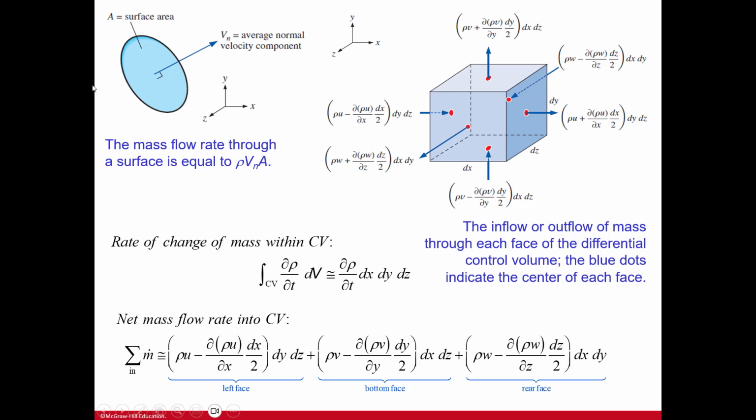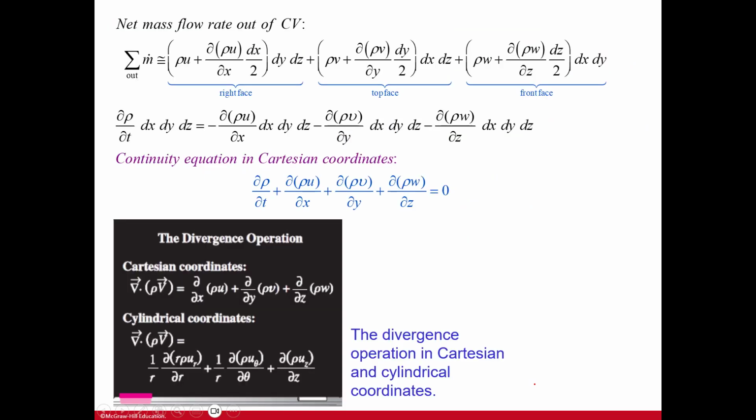And here's some more, just showing you the surface area, the average normal velocity component. You've got those front center, bottom center, things like that. Mass flow rate, rate of change, just all of these. And then as well as the net mass flow rate into the control volume. And you're just combining those all together, summing them because it's a sum. And you've got left face, bottom face, rear face, etc.